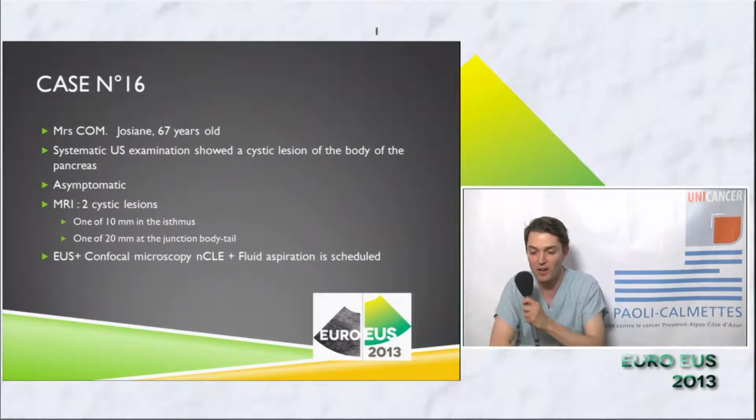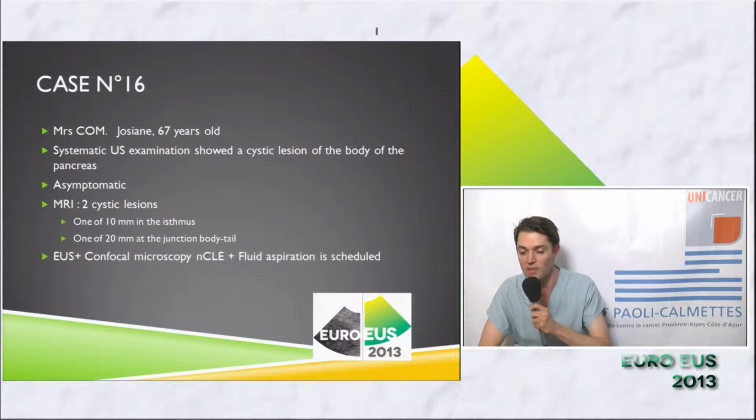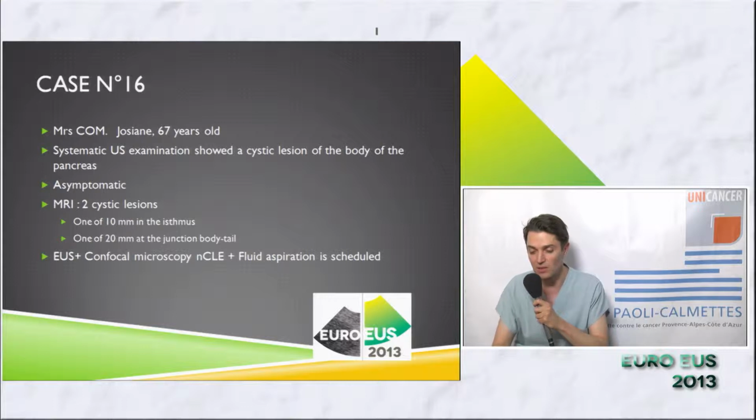The next case will be a woman. The systematic ultrasound examination showed a cystic lesion of the body of the pancreas. The patient was asymptomatic. The MRI showed two cystic lesions, one of 10 millimeters in the isthmus and one of 20 millimeters at the junction body tail.